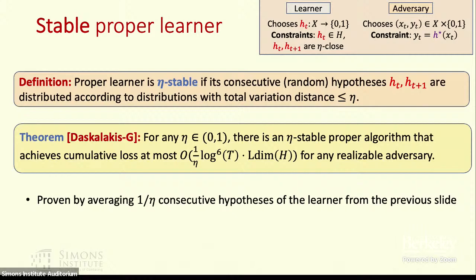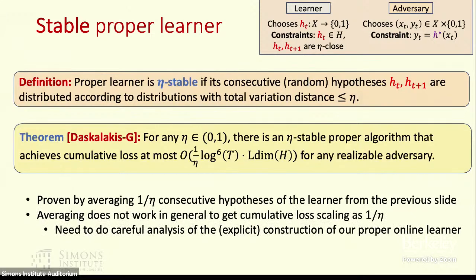So how do you get an eta-stable proper learner? It's actually very easy. You just take the learner from the previous slide and you average the last 1/eta consecutive hypotheses it outputs. And this is immediately seen to be eta-stable because you're only changing mass eta from iteration to iteration. The more challenging part is to get this loss bound.